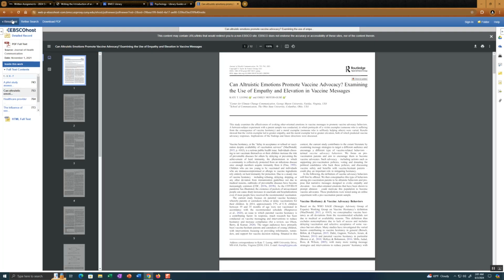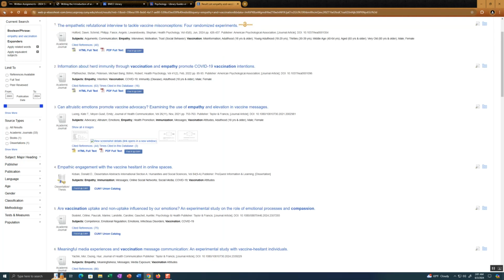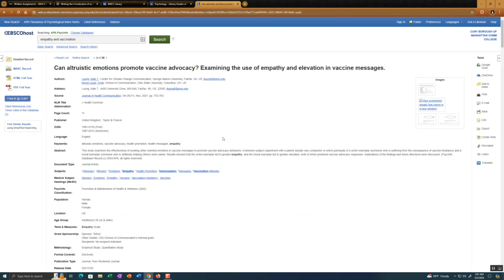So I would want to read the abstract first. Let me go back and click on this to read the abstract. Here's the very short abstract. The study is effectiveness of evoking other-oriented emotions. And just skim through it. The results show that the victim exemplar led to greater empathy, and the moral exemplar led to greater elevation. Okay, so that might be relevant.